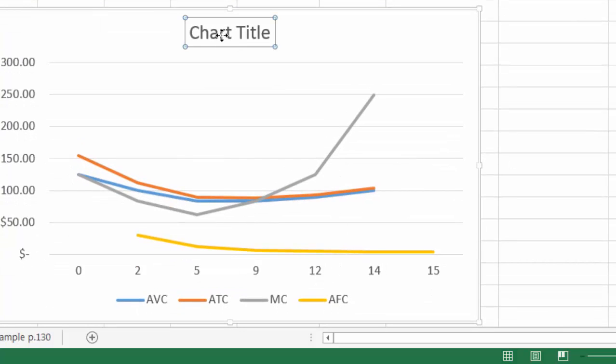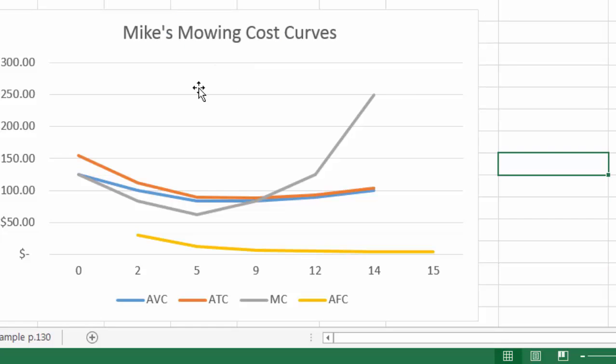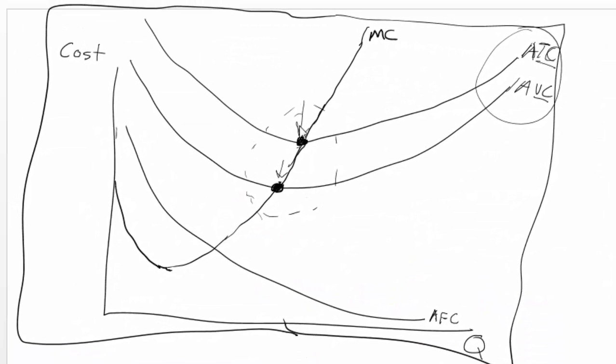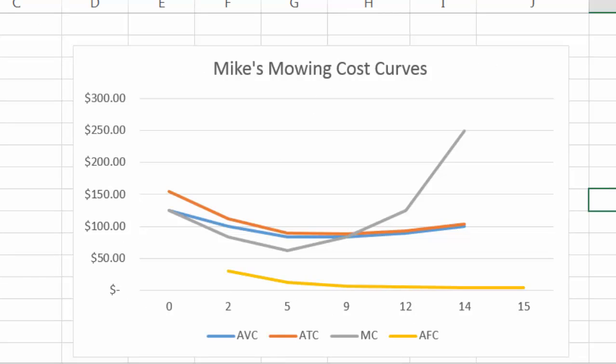We can title it here. This is Mike's mowing cost curves. You always want to title your chart. You always want to make sure the axes are labeled properly. Well, that's a pretty nice looking chart right there. And notice the similarity in the structure from these kind of stylized ones I drew here on my whiteboard. So there you have it.